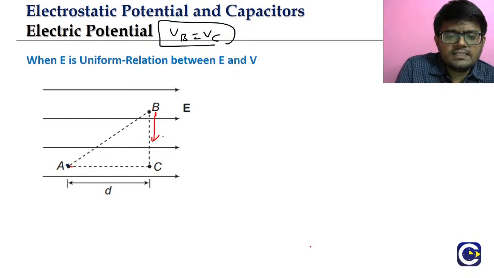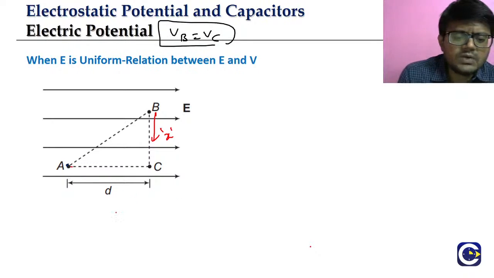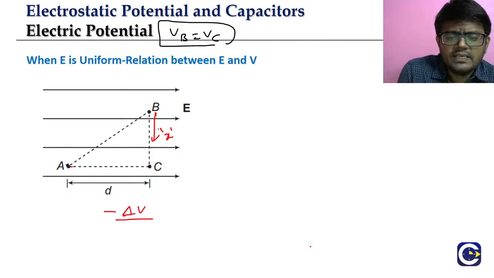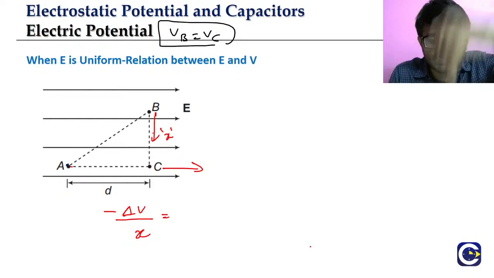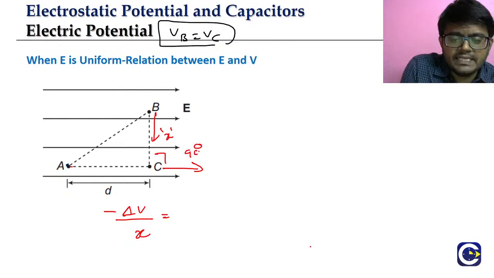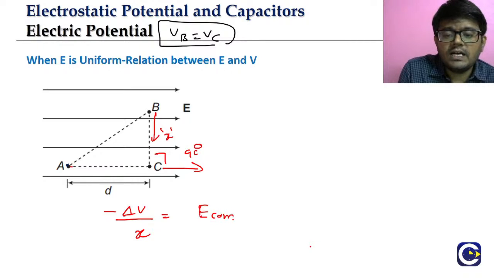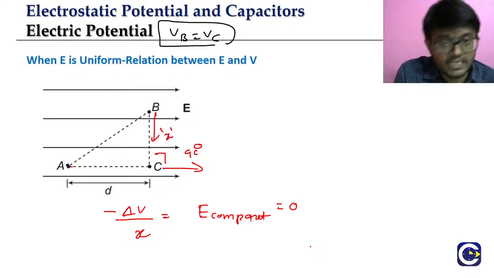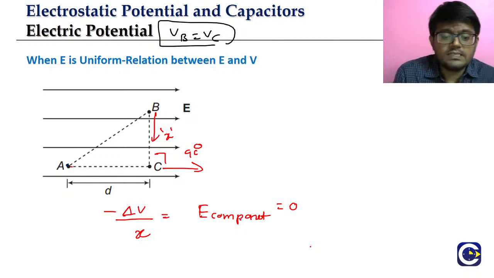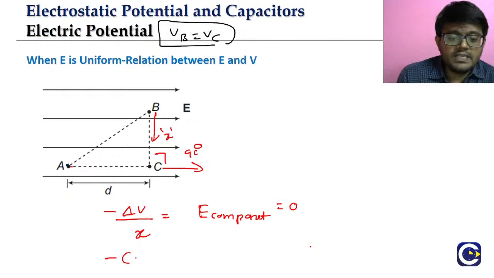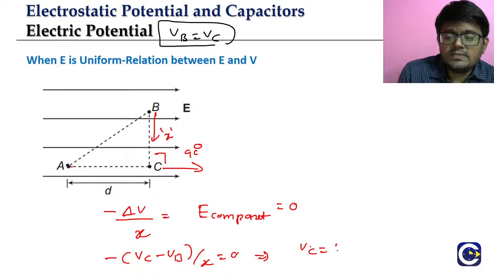Let us say we are moving a distance x. What is the formula? Minus delta V by the distance moved x is equal to the component of the electric field in that BC direction. The electric field is horizontal, and the BC line is vertical. What is the angle between them? 90 degrees. So the component of the electric field along the BC line will be 0, since the electric field is horizontal. Which means minus delta V, that is VC minus VB, by x is equal to 0, which means VC should be equal to VB.